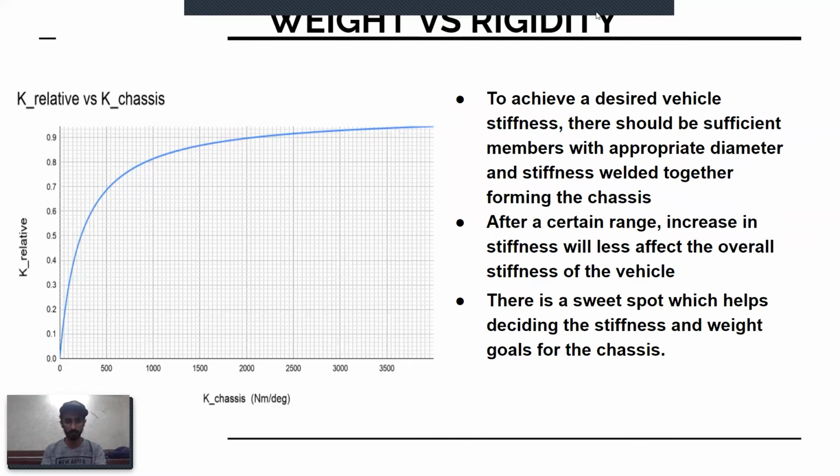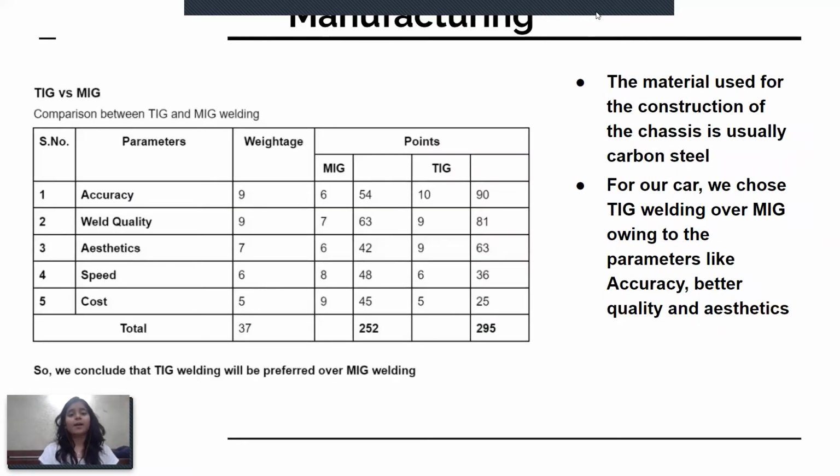To design a thing, making a CAD model and running simulation is only half of the complete process. The material used for construction of this chassis is usually carbon steel, but it is also becoming more commonplace that they are made up of aluminum alloys, considering their lightweight characteristics. For our car, we chose stick welding over MIG welding, owing to parameters like accuracy, better quality, and aesthetics. This is the decision matrix for the same, as shown.